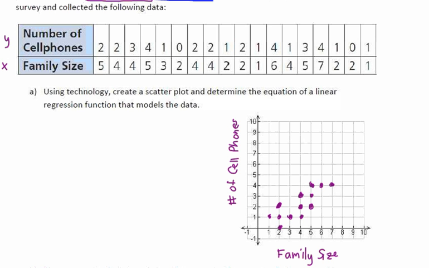Okay, so does it seem like there is a trend here? Does it seem like the more people we have in our family, the more cell phones? Yeah, it does seem like there is some sort of trend here. So how do we enter this in our calculator? Well, your calculator can make a plot just like this. So grab your calculators, and I'm going to write the steps all right here.